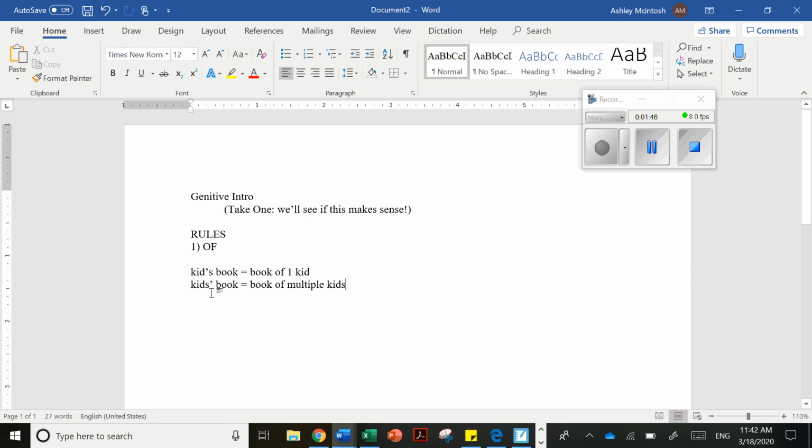Not to mention, when you're writing this by hand, that apostrophe is floating up in the air. It's really easy for it to be unclear if it's before or after the S, and I need to be able to identify if you know if it's a singular or a plural genitive. So with the of, there's no confusion about that whatsoever, and you don't have to worry about, wait, where does the apostrophe go? I don't remember. It isn't even on your radar.